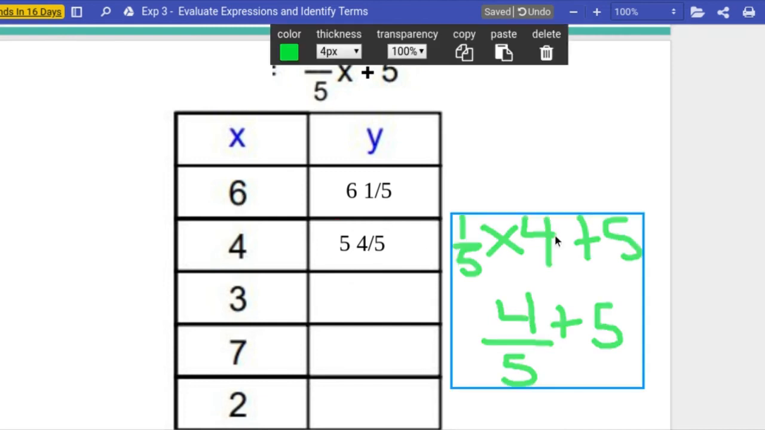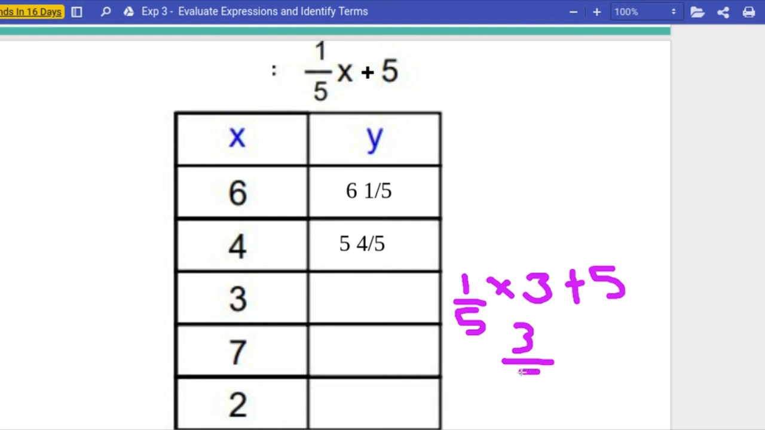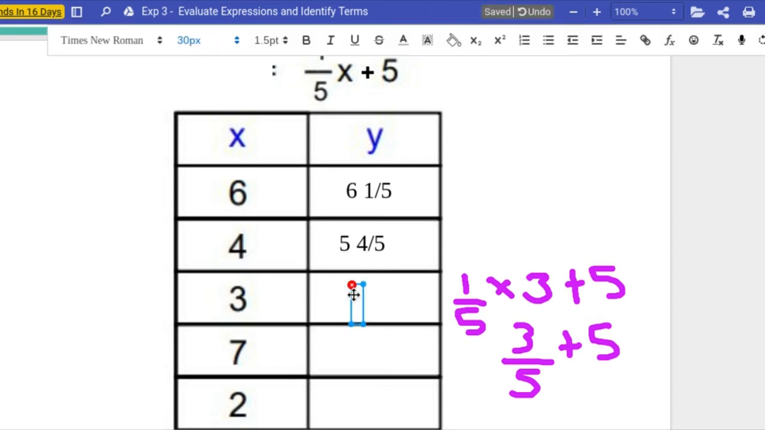All right. Go ahead and see if you can do the next one on your own and then check it with mine. Okay, so we substitute 3 in for x, so I have 1/5 times 3 plus 5. That gives me 3/5 plus 5. And that would be 5 and 3/5. So when x equals 3, my expression is equal to 5 and 3/5.